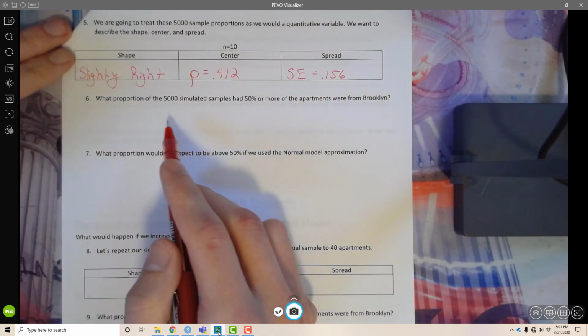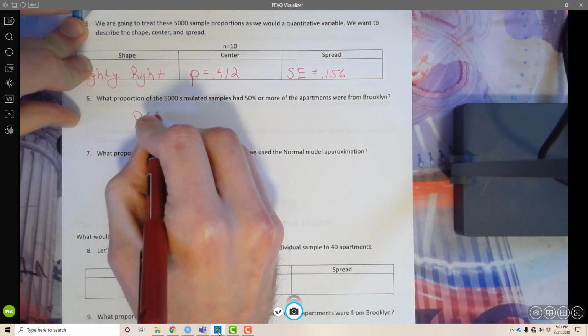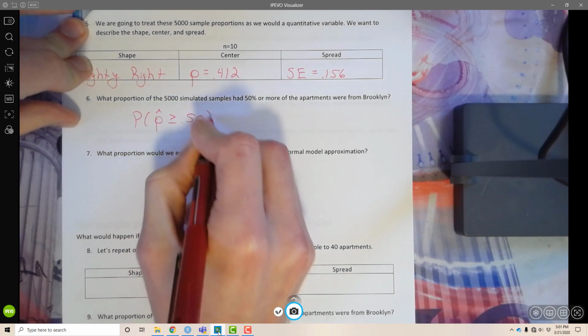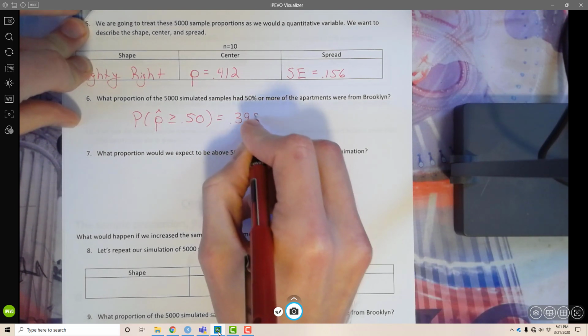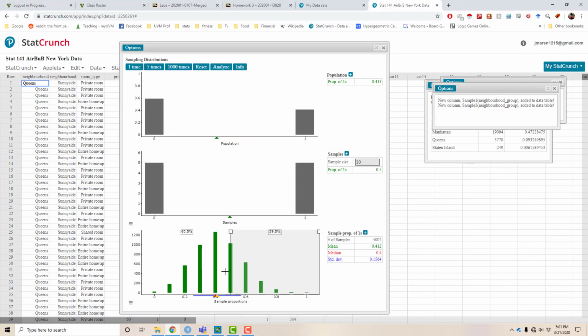So from our sample, we end up with the probability of getting a sample proportion of greater than or equal to 50%. That happened a little bit less than 40% of the time. And what we want to do is eventually replace this distribution down here with a normal distribution. So let's see. We have a mean, we have a standard deviation, that's all you need to use a normal model. So let's figure out what the proportion would be using a normal model at 50% or higher.